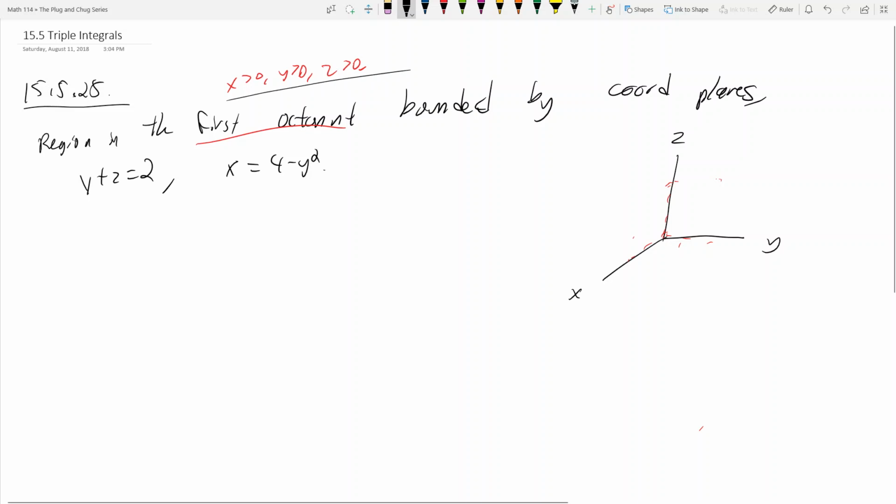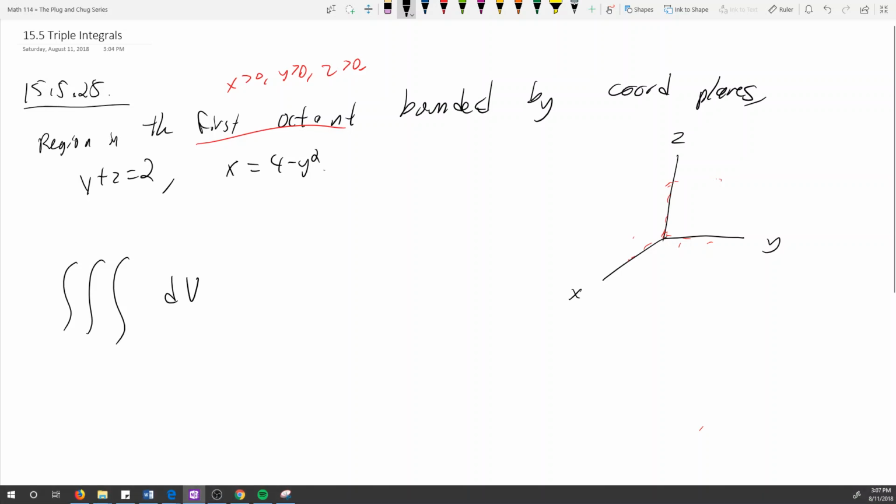Those are those three planes, and then we've got these two planes as well. So how do we set up our triple integral? dV will get us the volume of this solid, which is what we're trying to find. We're trying to find the volume of this shape right here. Again, your book has it. I'm not even going to draw it because I want to brute force it out from just the description.